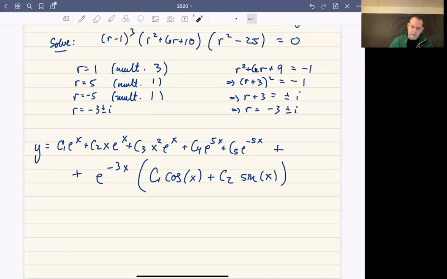So that's why you had a 1i here and therefore a 1x there. Okay, but that's what the general solution is going to look like.